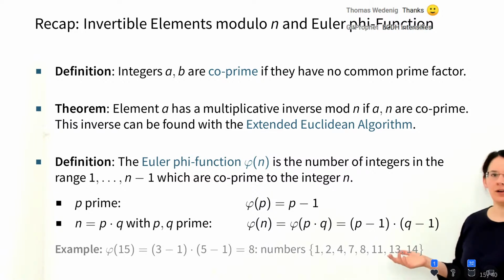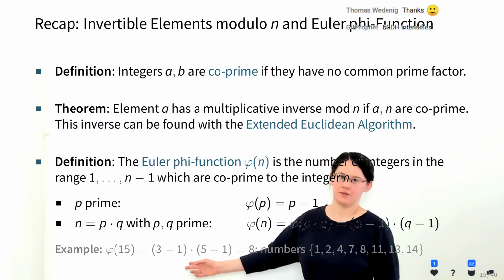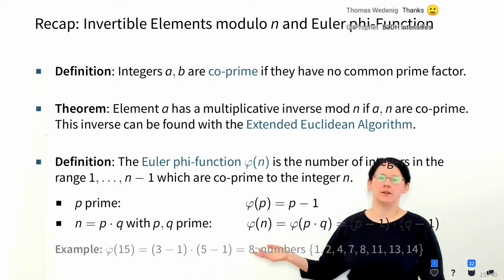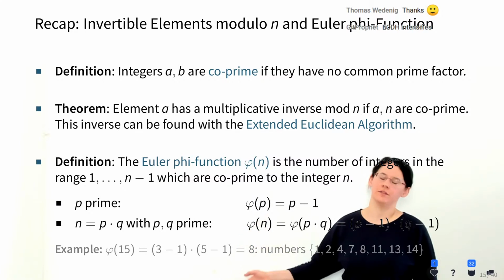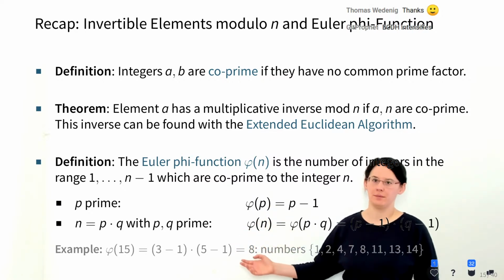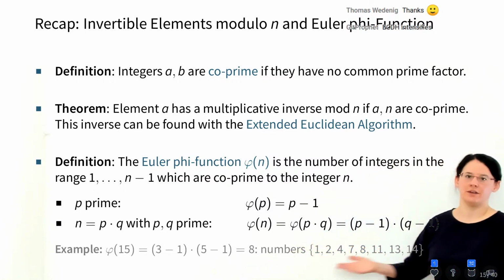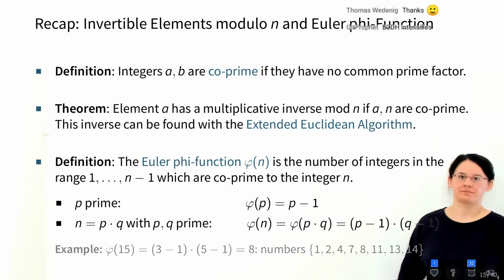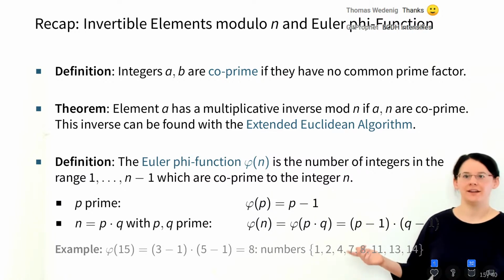As an example, if we take 15 as an input, this happens to be the product of 2 prime numbers, namely 3 and 5. Then the number of integers which are relatively prime is 3 minus 1 times 5 minus 1, which is 8. And if you take a look, you actually find exactly these numbers here, 1, 2, 4. So everything that's not a multiple of 3 and not a multiple of 5.